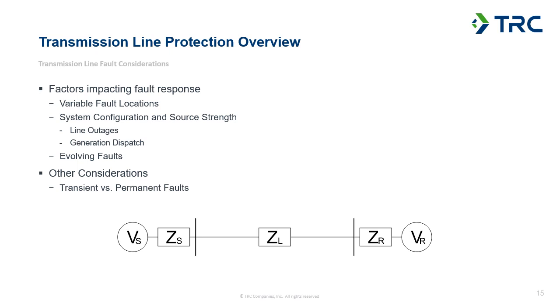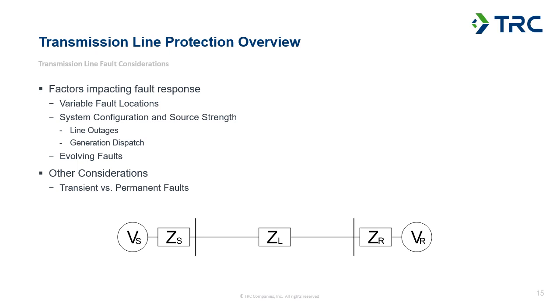So if we go back to that electrical model of the transmission line impedance ZL with a system equivalent on either side, we can start thinking a little bit about how the power system responds to a fault on the transmission line. And there's a lot we have to think about on the transmission protection applications, because there are a lot of factors that impact the fault response, the voltages and currents we're going to be seeing at our relay locations.